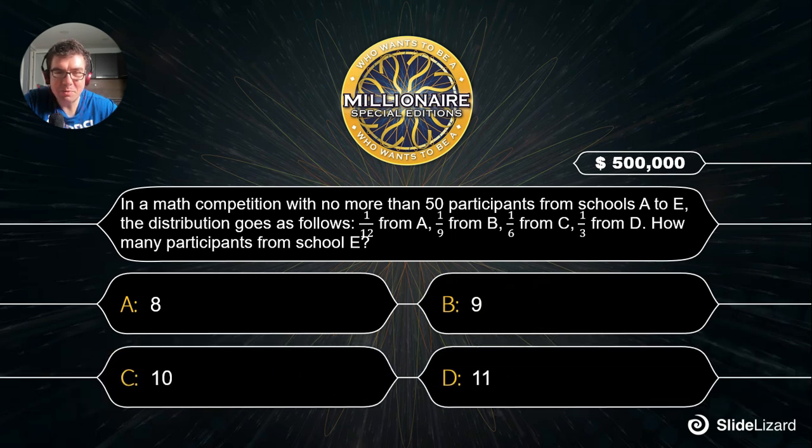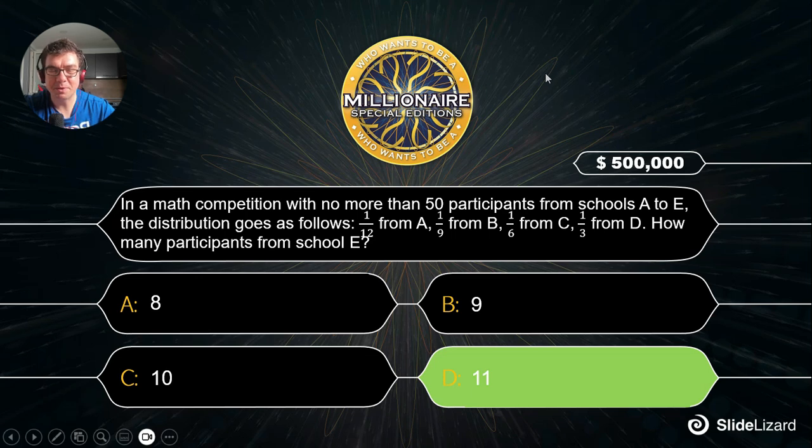In a math competition with no more than 50 participants from schools from A to E, the distribution goes as follows: 1/12 from school A, 1/9 from B, 1/6 from C, 1/3 from D. How many participants from school E? Is it 8, 9, 10 or 11? Think about it. And the answer is D. It's 11 participants from school E.